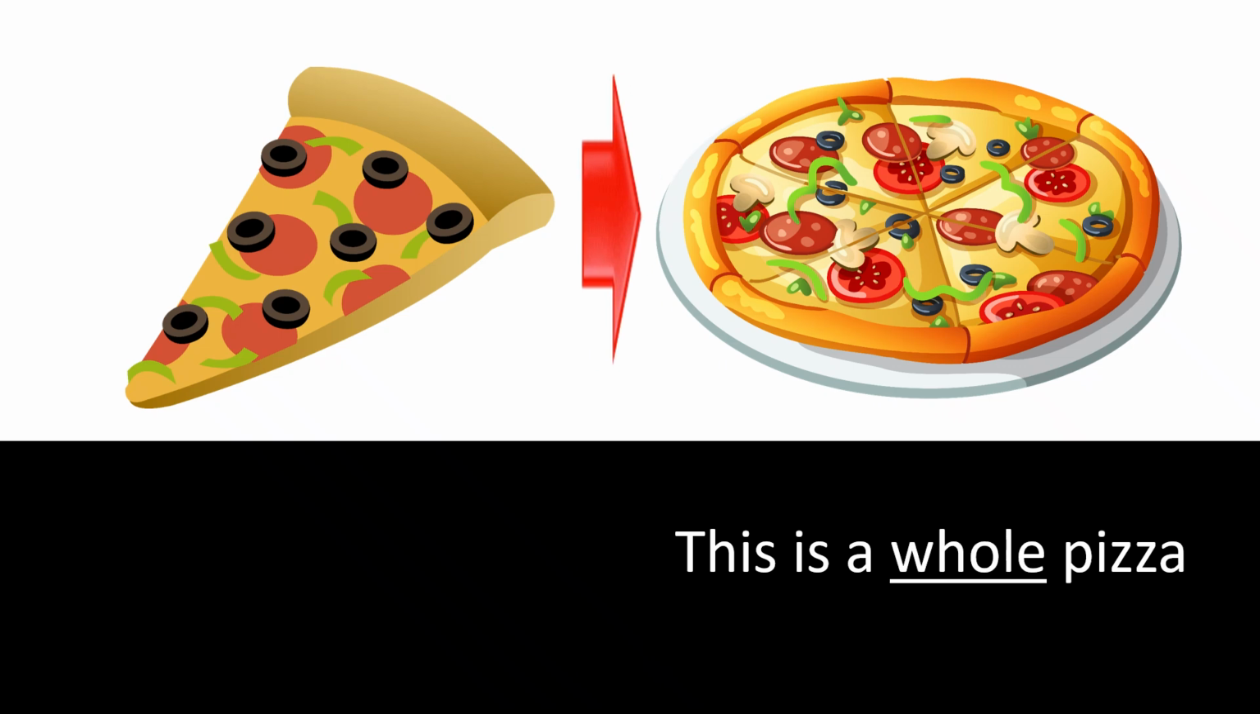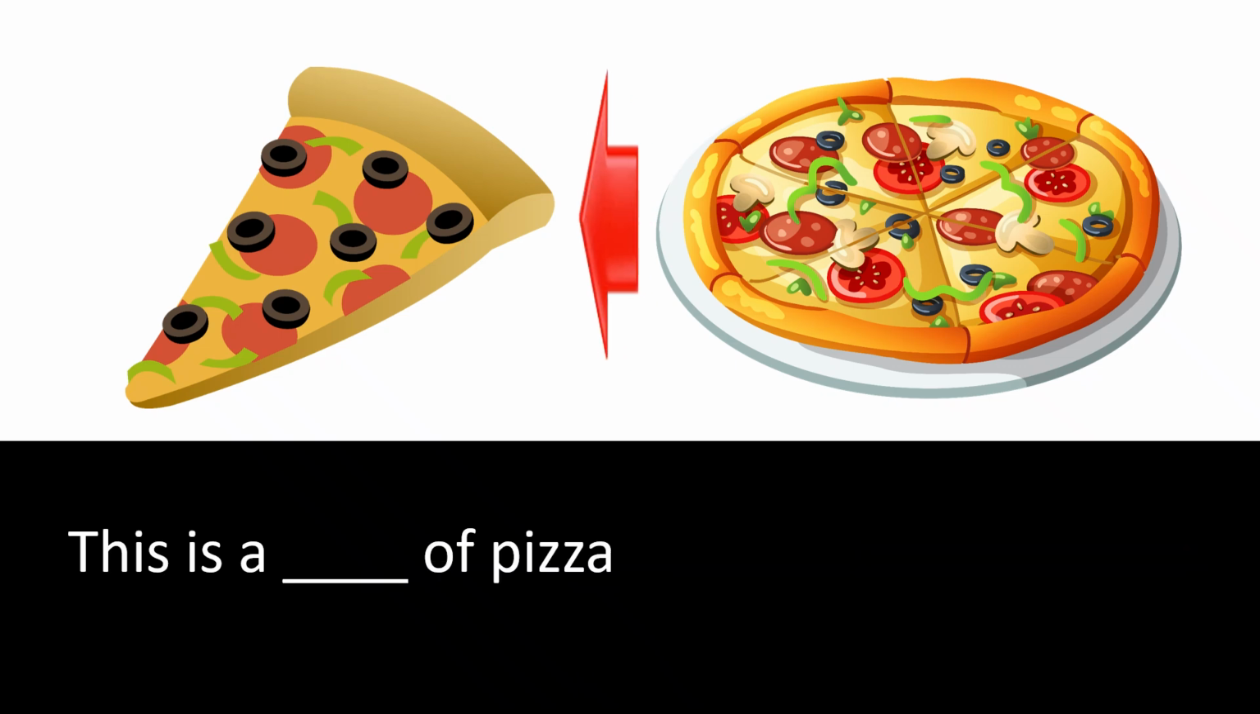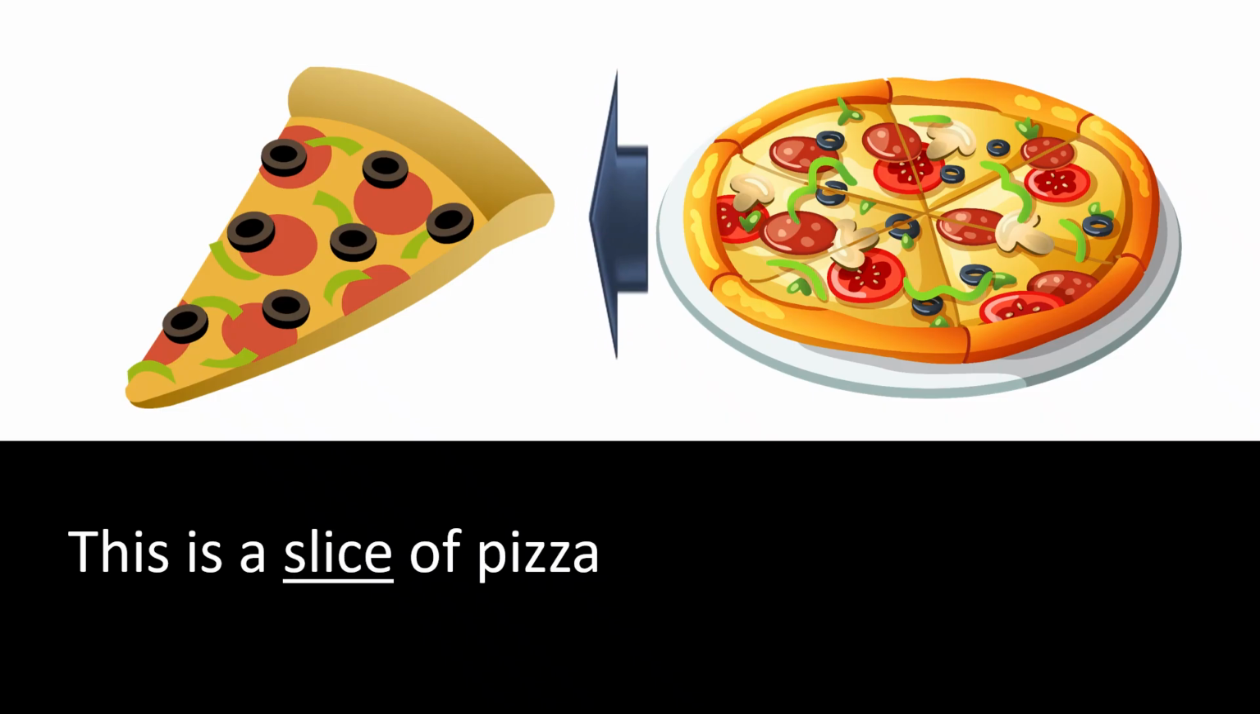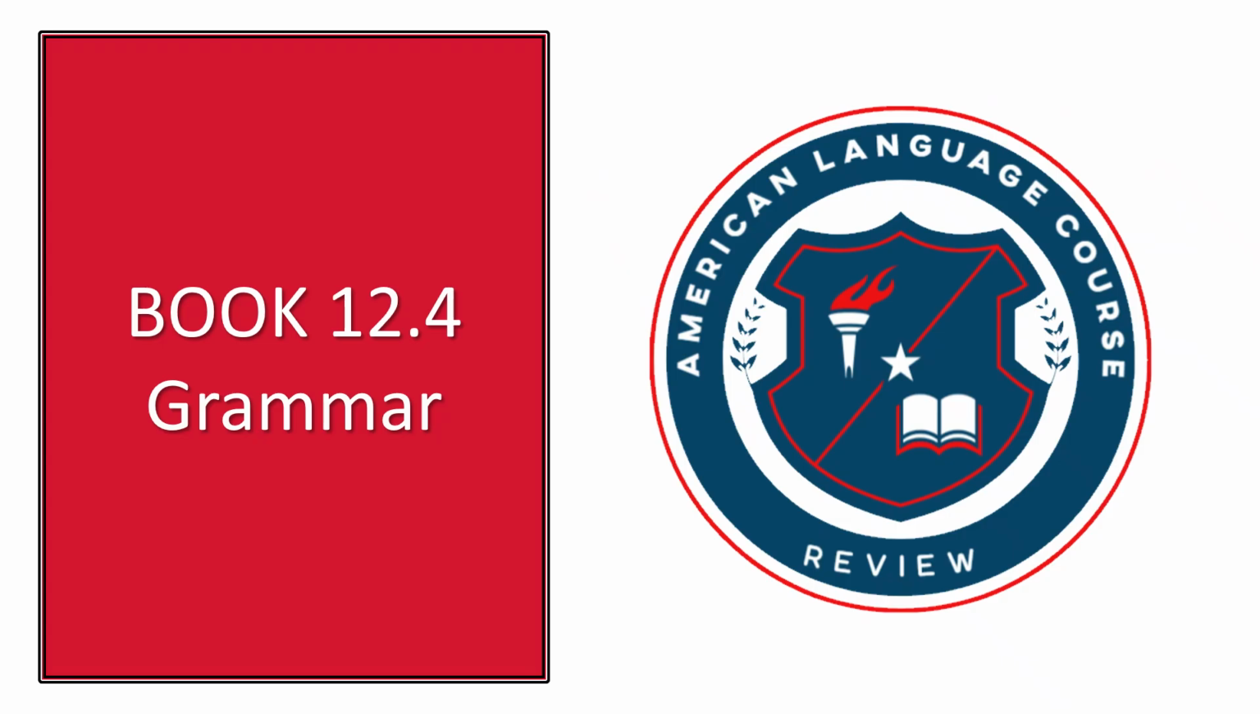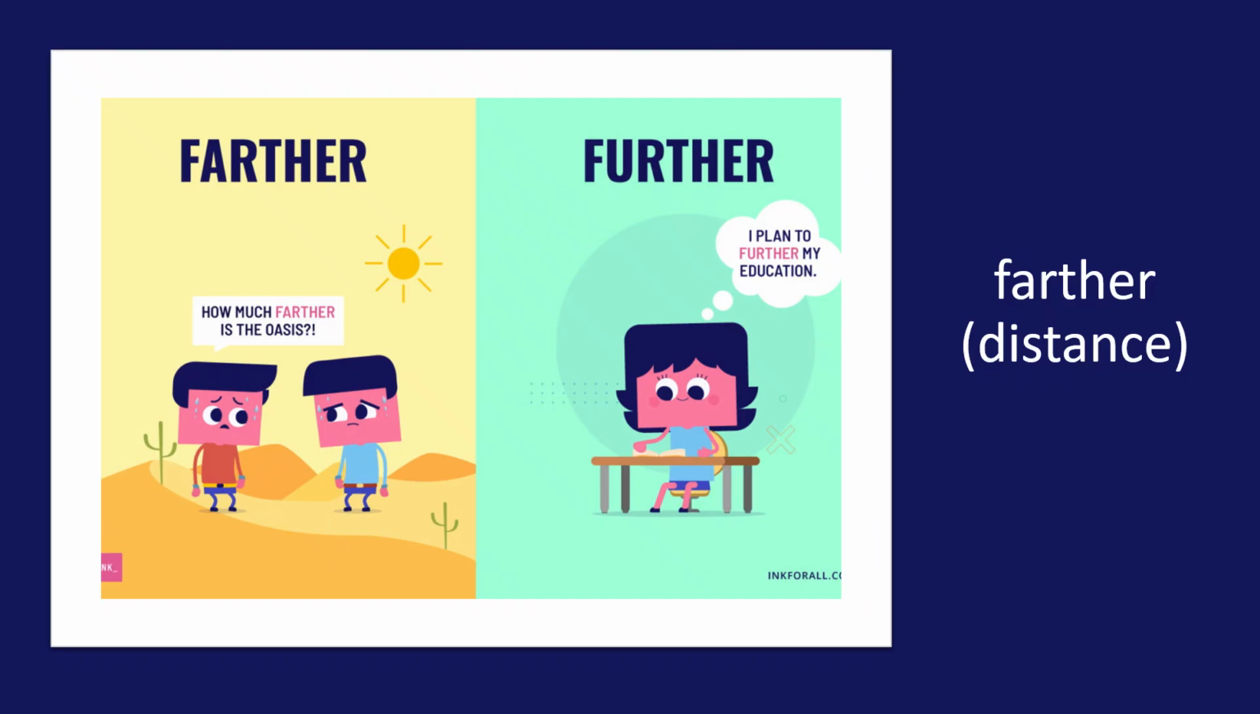This is a whole pizza. This is a slice of pizza. Book 12, Lesson 4, Grammar. Farther is a measure of distance. Further refers to an idea.